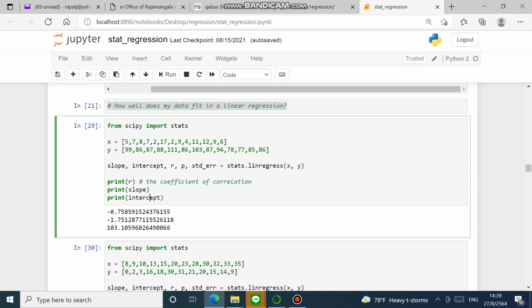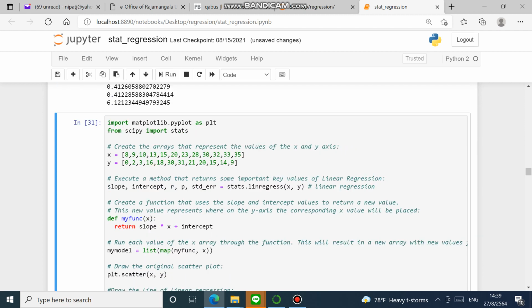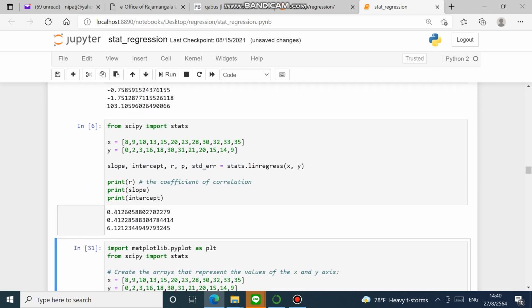So print R. We focus more on the R relationship. R is minus 0.7. What does minus 0.7 mean? Maybe a strong negative relationship. If you look at this data set of x and y, what happens if you compute it and the R value is 0.4? This is positive, a medium positive relationship.